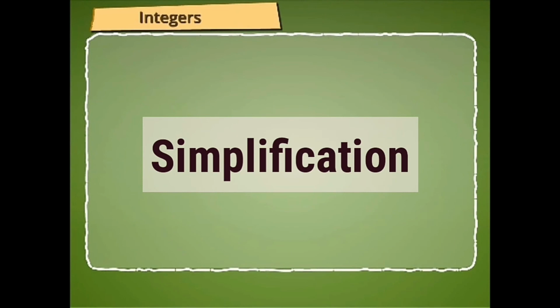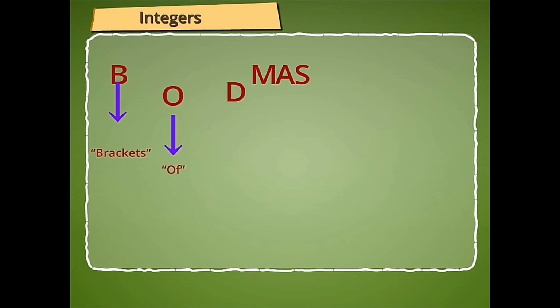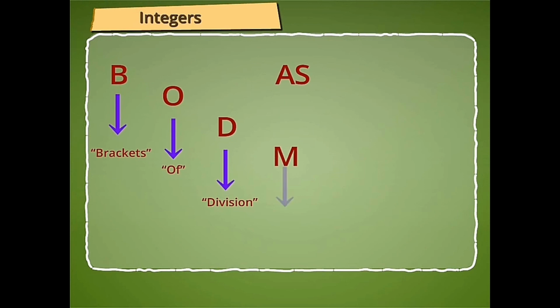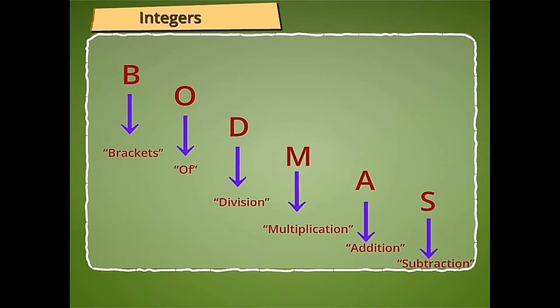Let us now talk about simplification. The mathematical statements are simplified in order of the letters of the word BODMAS, where B stands for bracket, O stands for of, D stands for division, M stands for multiplication, A stands for addition, and S stands for subtraction.